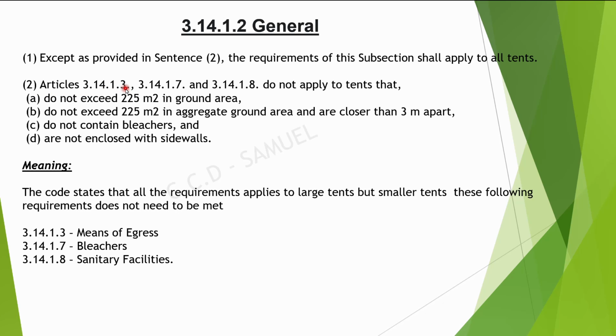3.14.1.3, means of egress, 3.14.1.7, bleacher, and 3.14.1.8, sanitary facility. But in order for those requirements to not apply, these are the conditions you must follow. So not exceeding 225 meters square in ground area, not exceeding 225 meters square in aggregated ground area, and are not closer than 3 meters apart, do not contain bleachers, and are not enclosed with side walls.